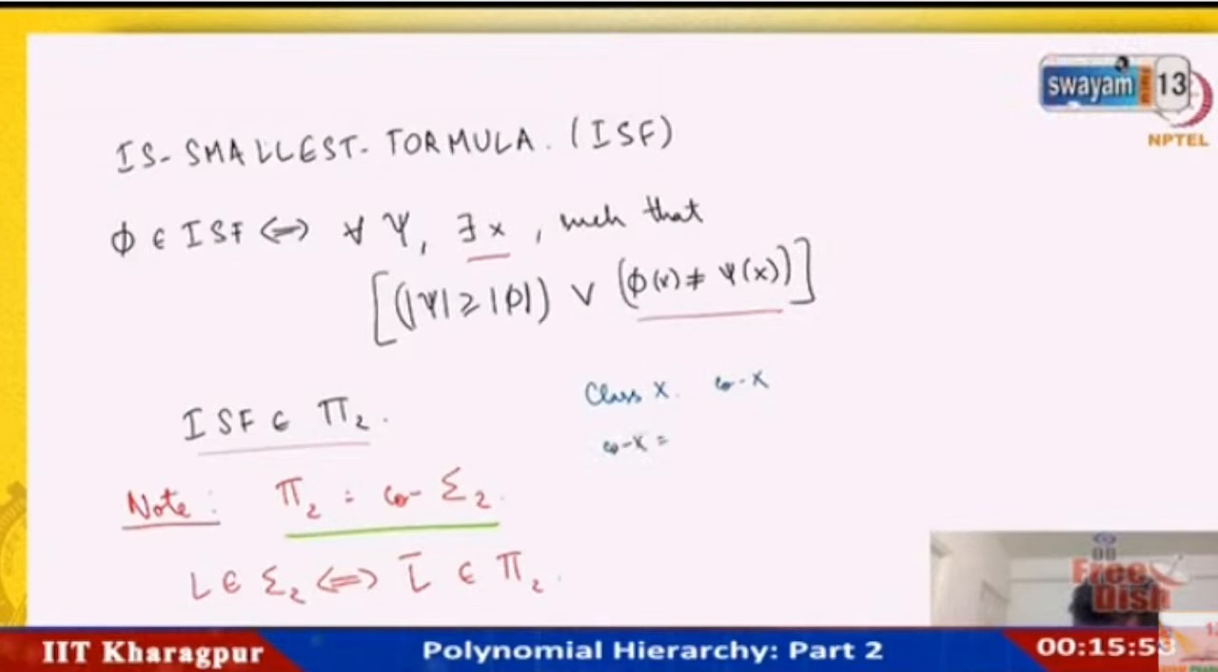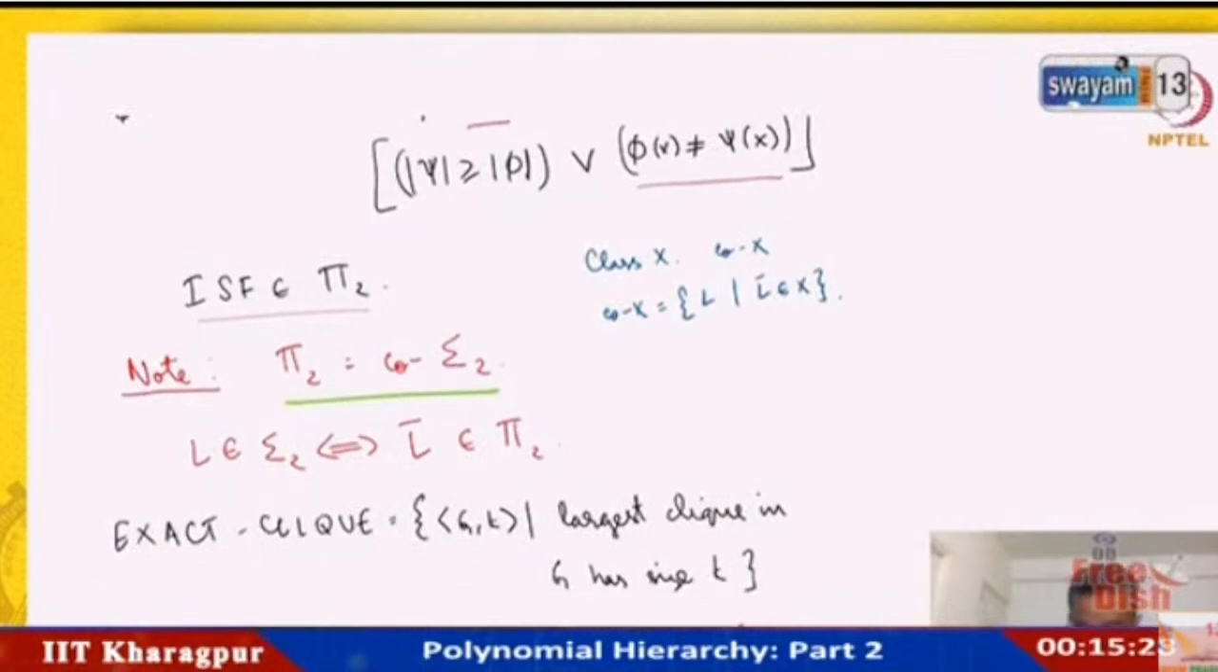So this is a standard notation: co-X is the set of all languages L such that L complement is in X. X, we have already seen NP and co-NP. What I am saying here is, in this sense, pi 2 is co-sigma 2 and sigma 2 is co-pi 2. Again, a caution: co-X does not mean the complement of X. What I mean is that L is in sigma 2 if and only if L complement is in pi 2.